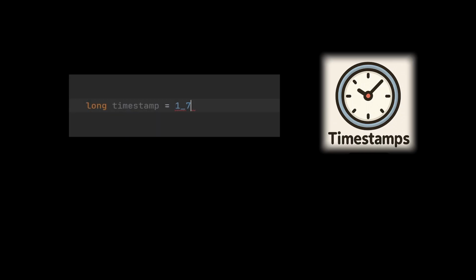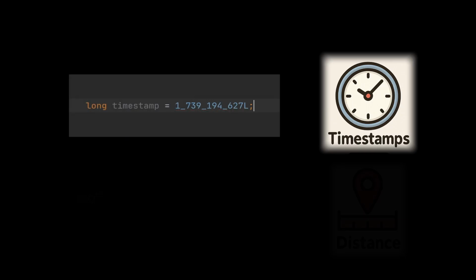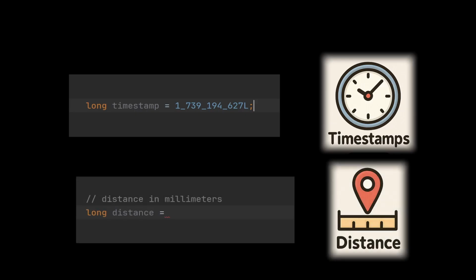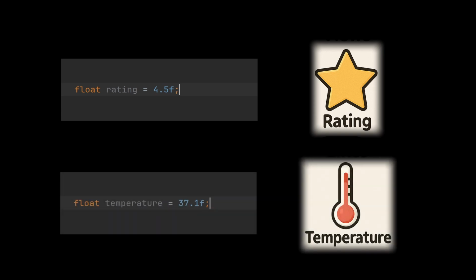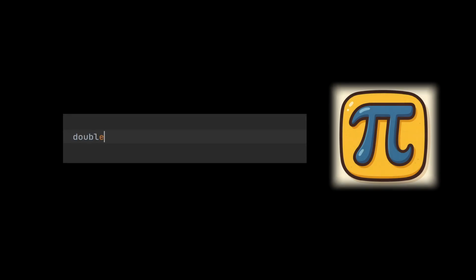But sometimes we need to hold very huge numbers. And for this case, it's better to use long. For example, for timestamps or for distance in millimeters. For decimal numbers, you can use float. For example, for a movie rating or for temperature. For very high precision values, for example, the value of the number pi, you can use double.